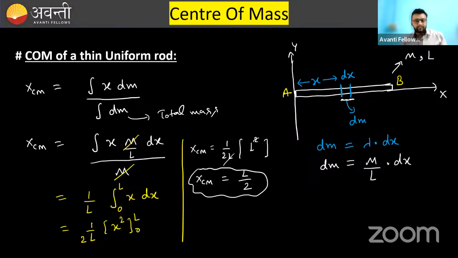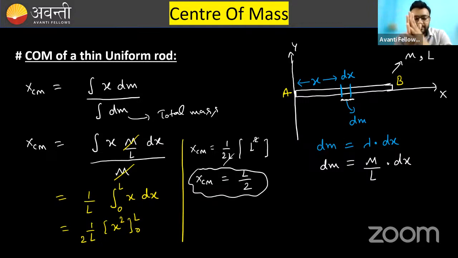What can you say here? Total length is L, so L by 2 is the center of the rod. You can conclude that the center of mass of a uniform rod is at the center. I think these things are clear to you.